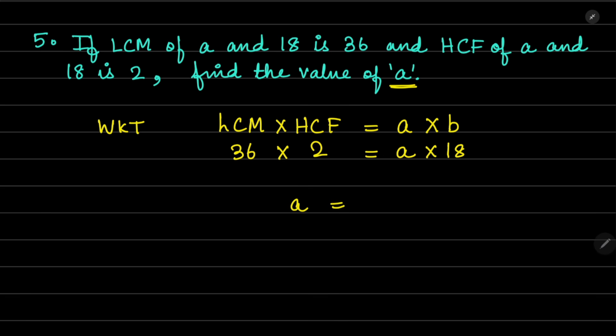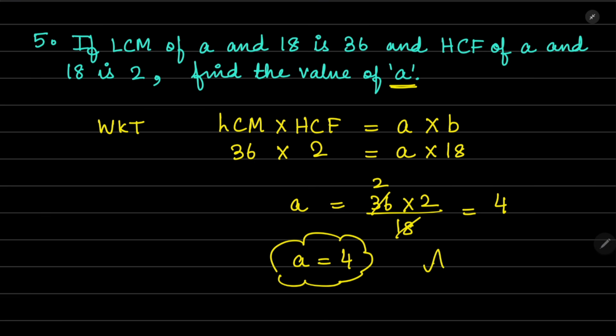So a is equal to, bring 18 to the denominator here. So a is equal to 36 multiplied by 2 divided by 18. 18 into 2 is 36 and 2 into 2 is 4. So a is equal to 4, which is our answer. Remember this formula: LCM into HCF is equal to a into b.